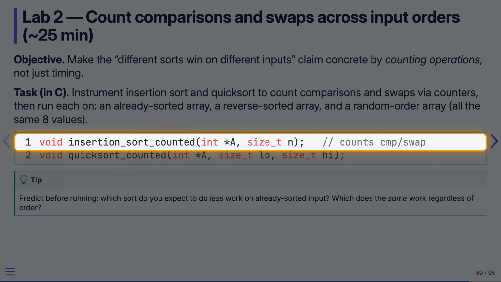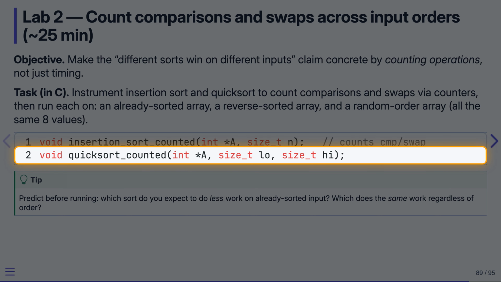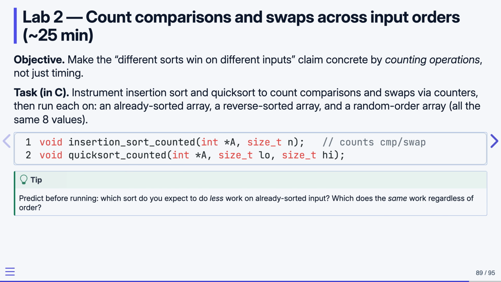For Lab 2, instrument insertion sort so it counts its work. Every comparison it makes increases a comparison counter, and every move increases a swap counter. Do the same for quicksort's recursive helper over the range low to high. Then run each sort on 3 inputs, all built from the same 8 values, an already sorted array, a reverse sorted array, and a random order array.